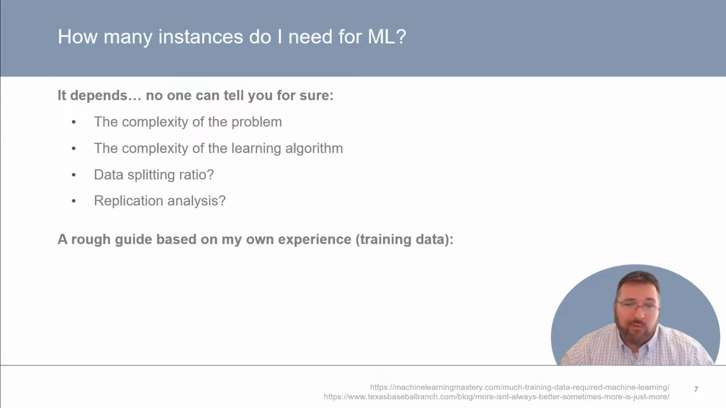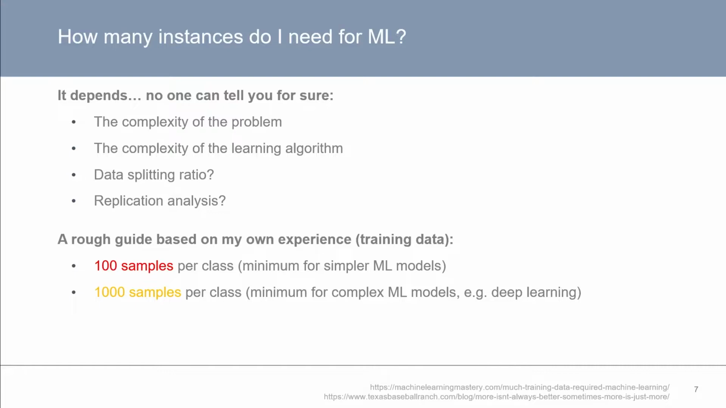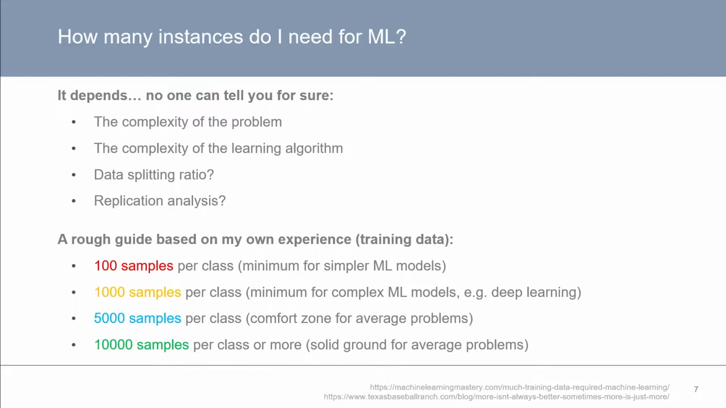However, here's a very rough guide to how much training data you need for machine learning based on my own experience. Generally, I'd recommend a minimum of 100 samples per class to train simpler machine learning models. To train more complex machine learning models, such as deep learning, I'd suggest a minimum of 1,000 samples per class. Having 5,000 samples per class would put you more in a comfort zone for machine learning modeling on average problems. And having 10,000 samples per class would put you on pretty solid ground for most any situation. Again, these are just rough guidelines.